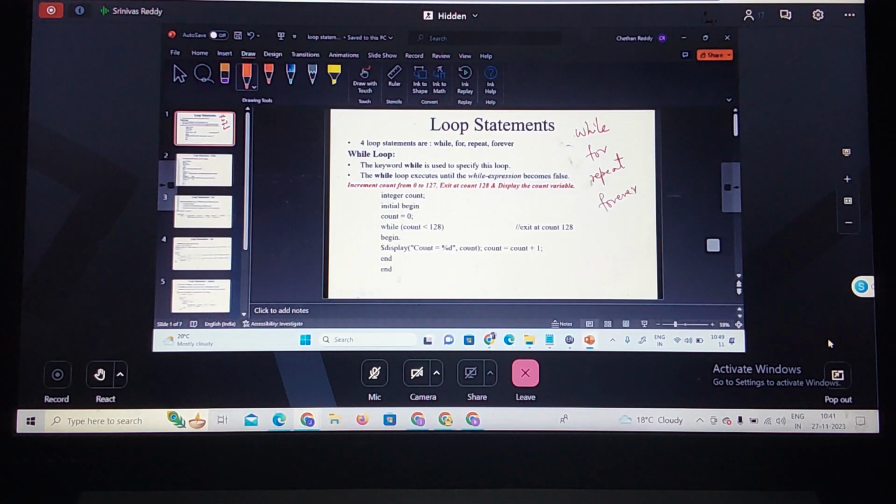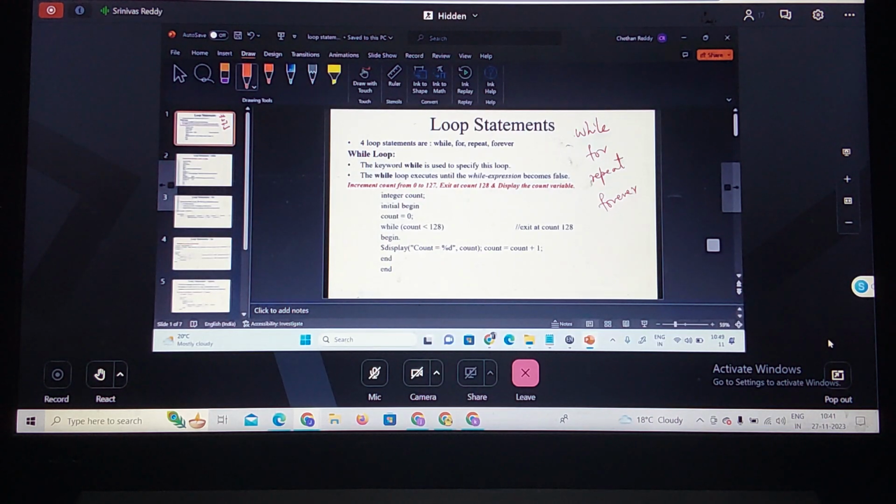Up to now, in the sessions I have done, I think I have used the for loop in only 1 or 2 programs. And we have still not used the while loop and the forever loop. Now we'll see what the loops in Verilog are: the while loop, for loop, repeat and forever. What is the syntax of these? First, let us consider the while loop.